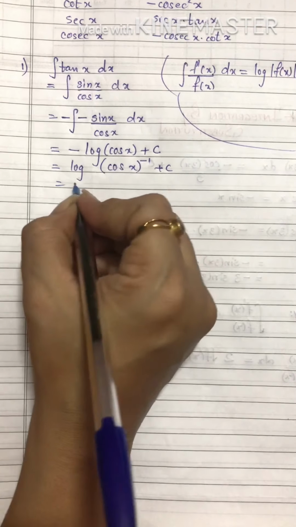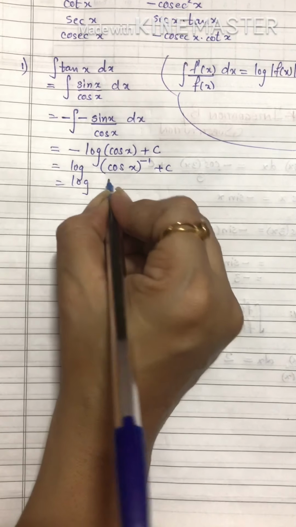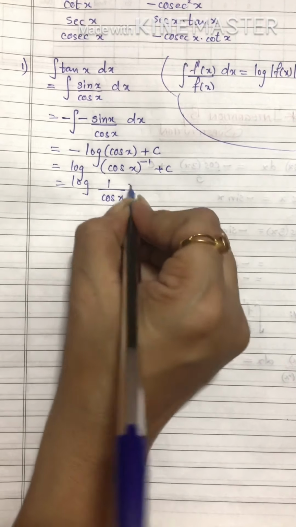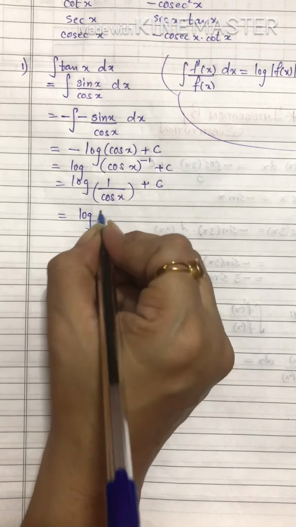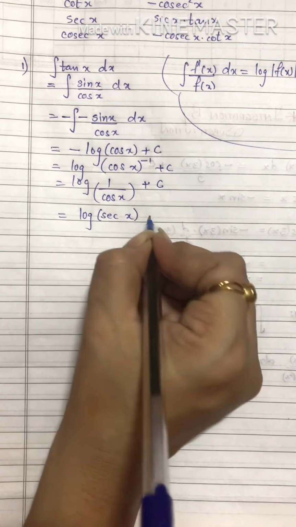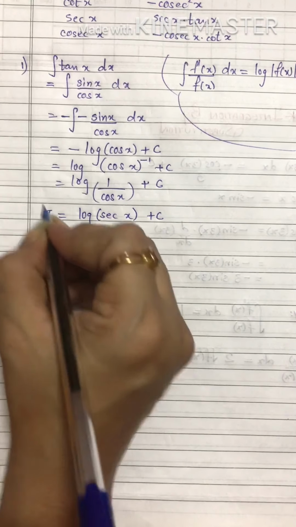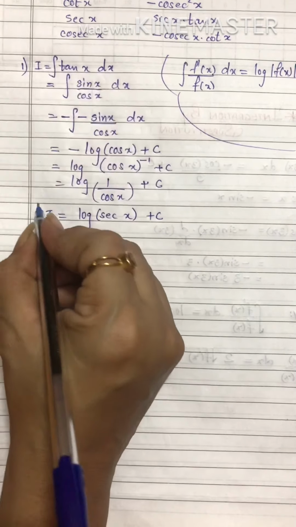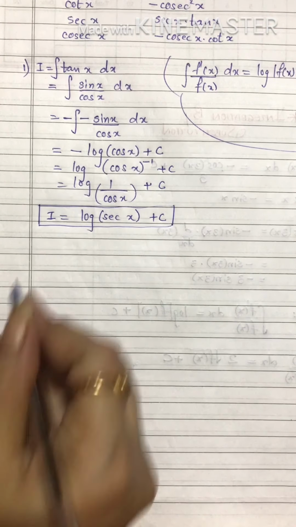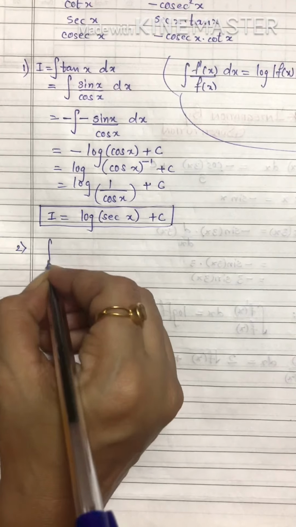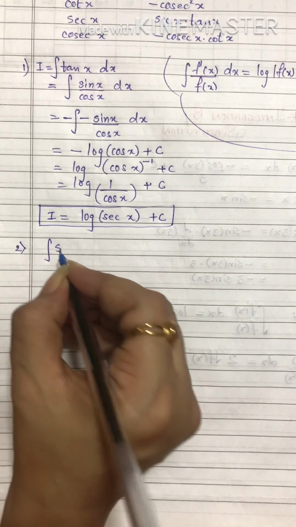So this means log of 1 upon cos x plus c, and that is log of sec x plus c. So this is the answer of integration of tan x. This is how we get integration of tan x. Now next, let us see integration of sec x.